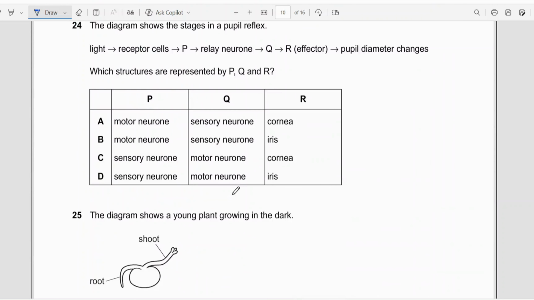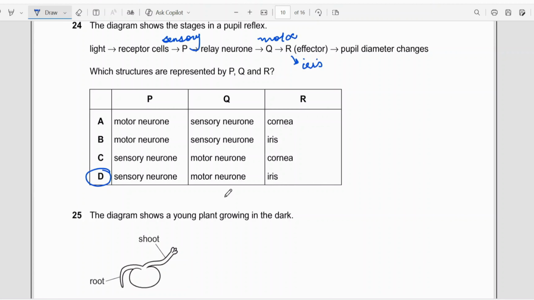The diagram shows the stages in a pupil reflex. What would be the order, how would they move? First of all, light receptor cell, after that sensory, then relay, then the iris. Yes, iris, because iris and pupil. So basically pupil size is changing.